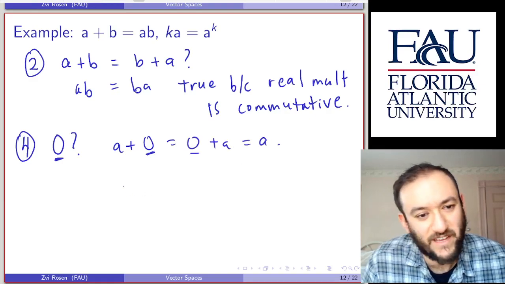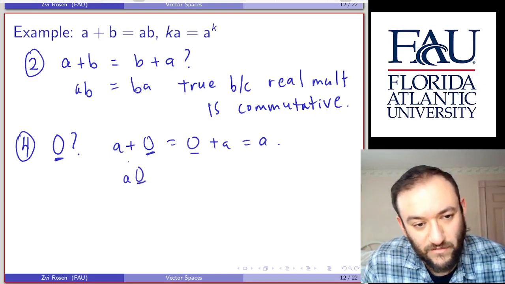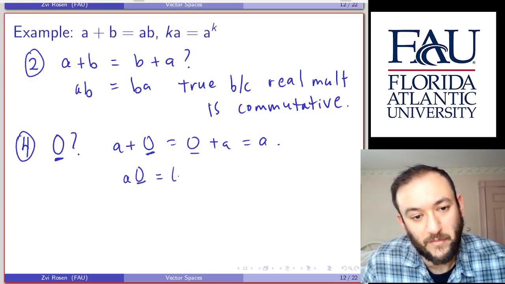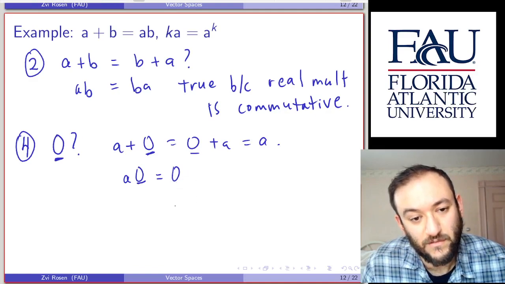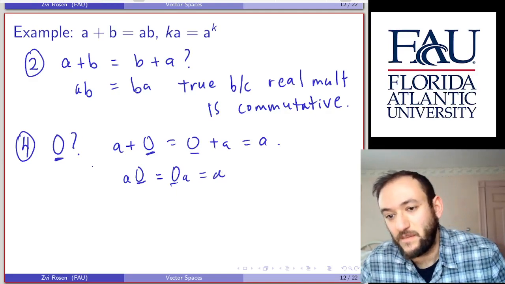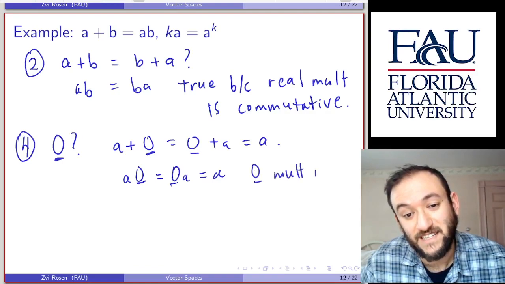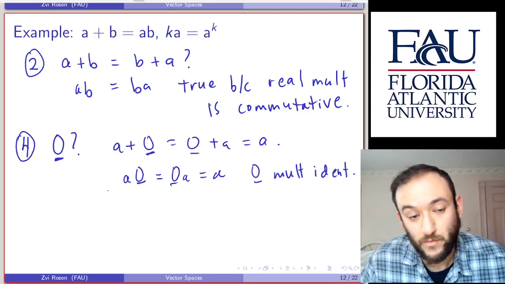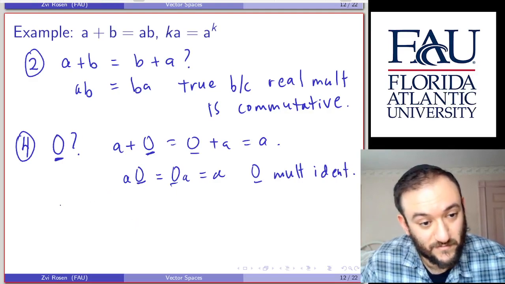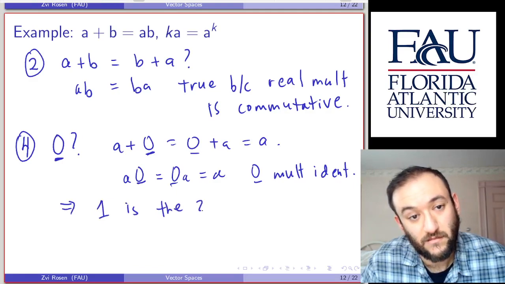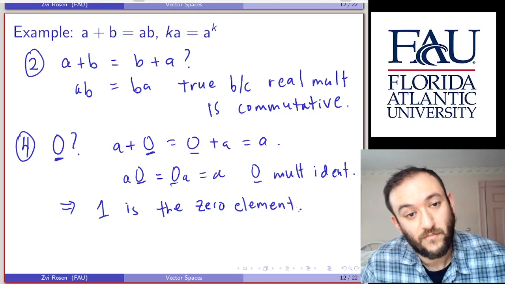But the way that this is defined is a0, right? So whatever this 0 number is, we're going to be multiplying it by a, equals 0a, which will be equal to a. So this is describing a multiplicative identity. So 0 must be a multiplicative identity. So it's going to be the real number 1, right? Implies that 1 is the 0 element.